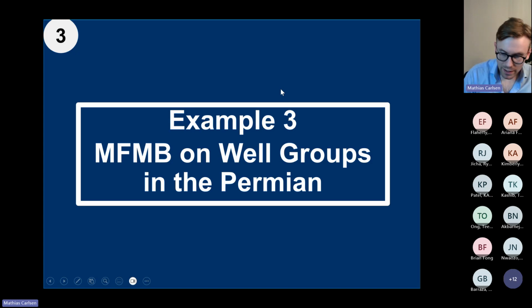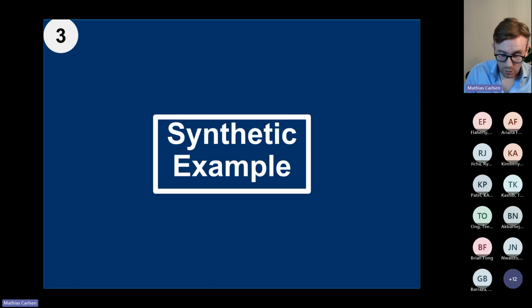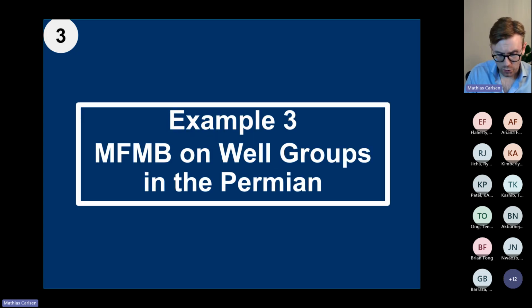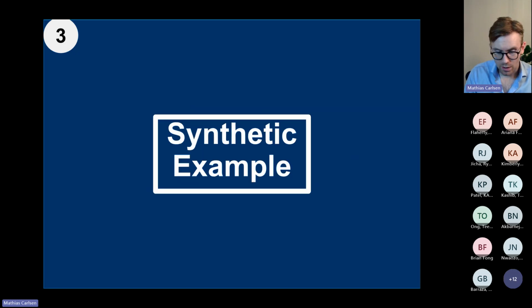The last case study that we're going to go through is related to multiphase FMB on well groups in the Permian. And then after that, we're going to go through a couple of small things, and then it's a break, and then it's just some exercises. So example 3, multiphase FMB on well groups in the Permian. We're going to start also here. This was presented by Barry and Leslie for RUTEC as well. Another paper there. It's well groups in the Permian.